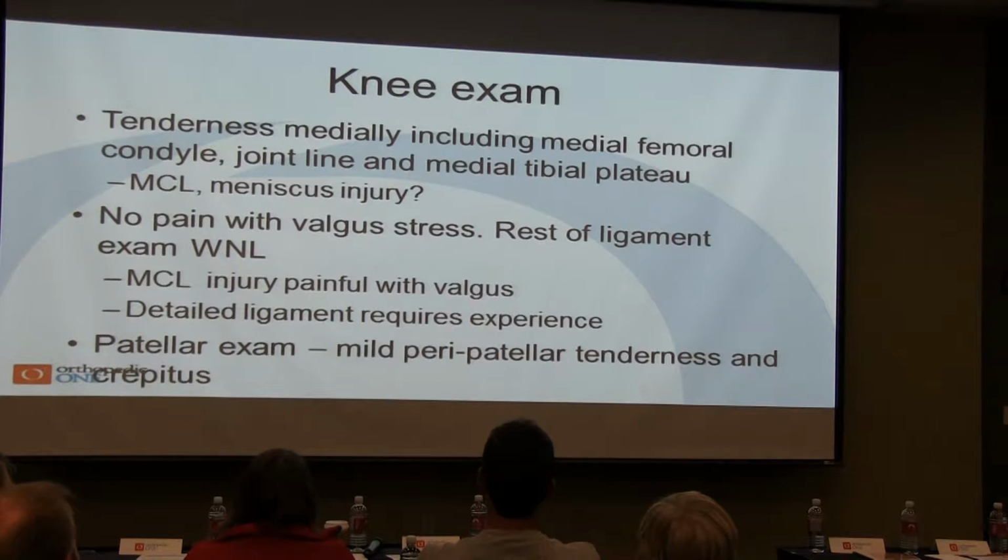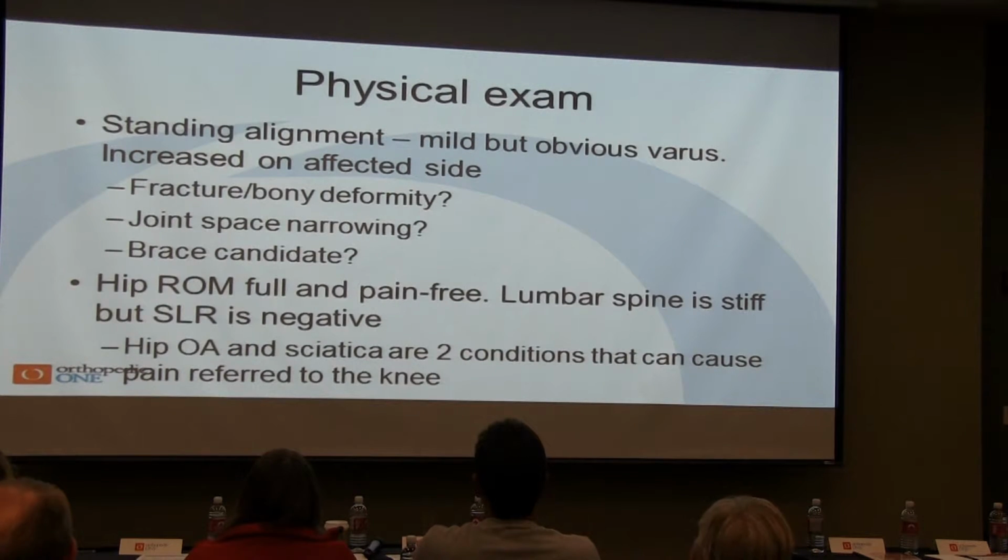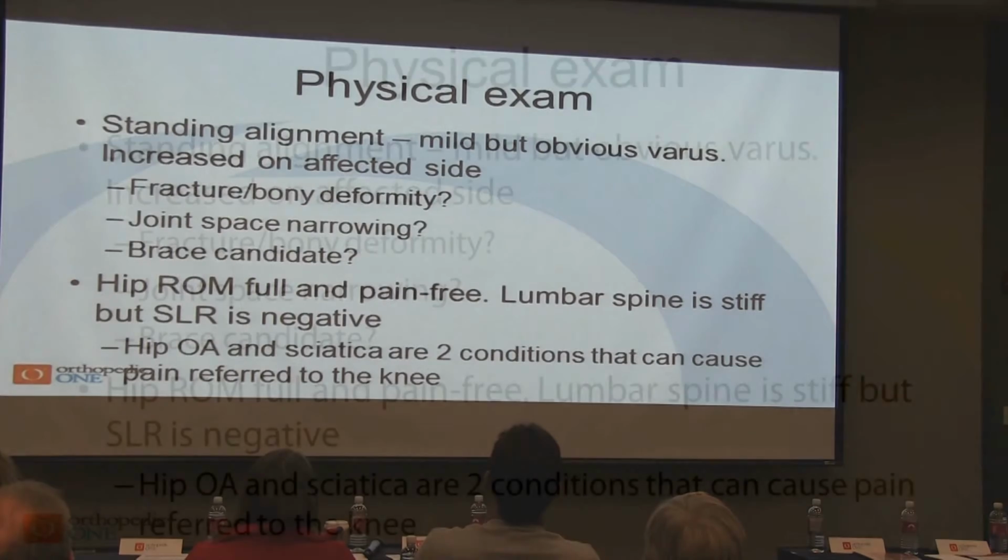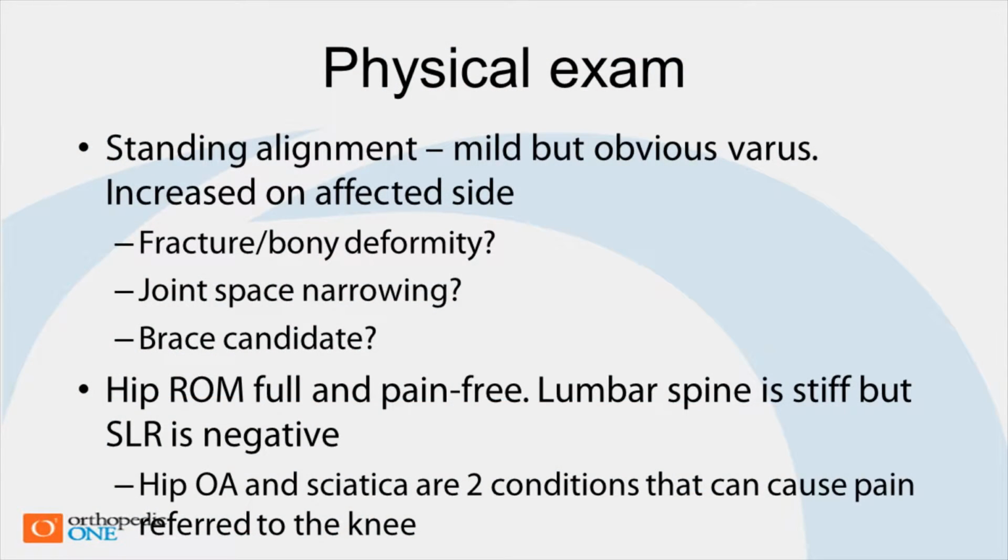Exam of the patella should always be part of the exam. Mild tenderness, crepitus. Standing alignment, we see a varus deformity. It's increased compared to the opposite side. Now that could be due to several things, and we want to think of those. Could be due to a bony deformity from an old fracture. Is this due to just joint space narrowing and collapse of the medial side of the knee? And this also might lead us to think, is this patient down the road going to be a candidate for some type of knee brace? And we'll get to that in a little bit.